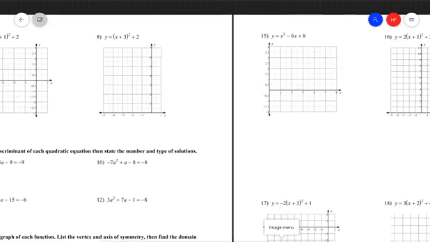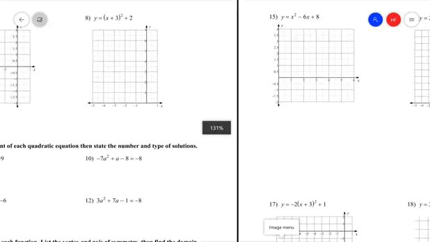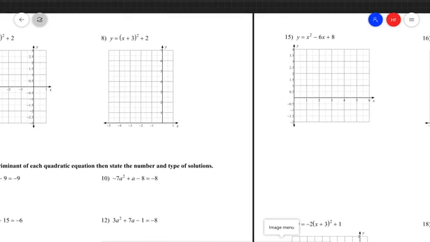So now we're going to do the same thing on number 8. We're going to list our transformations first. Again, I don't have an a value, so that means a is 1. There's not something in the front of there, and so we don't have any reflections or any dilations. But I have something on the inside. It's a plus 3, so we're going to think opposite. So we have a horizontal shift left 3 units.